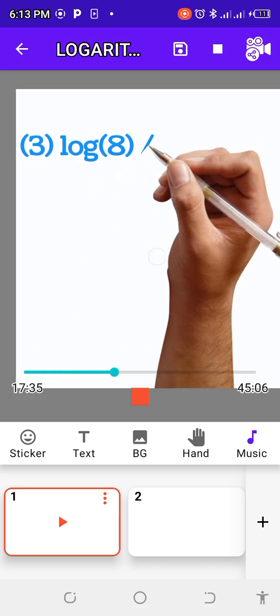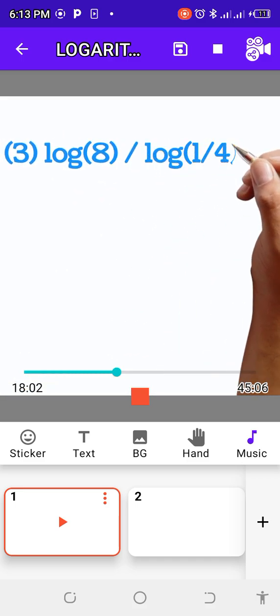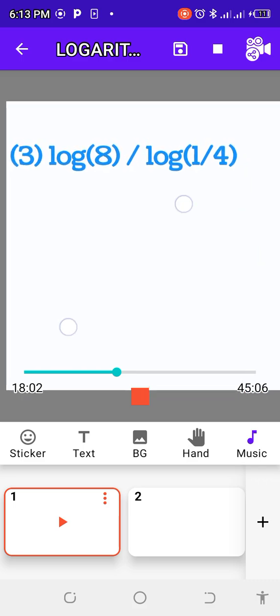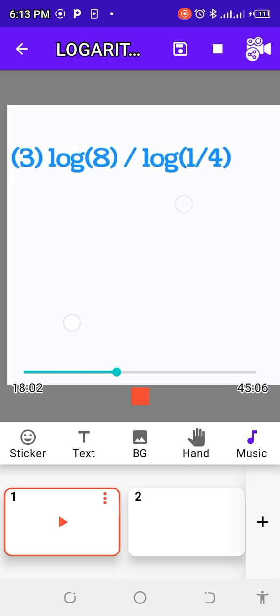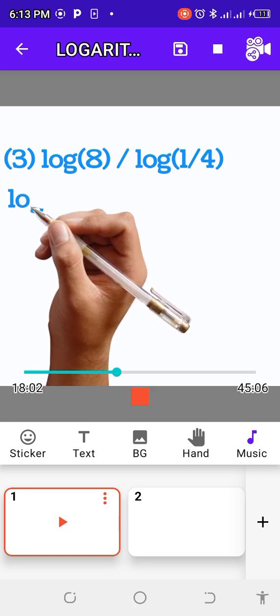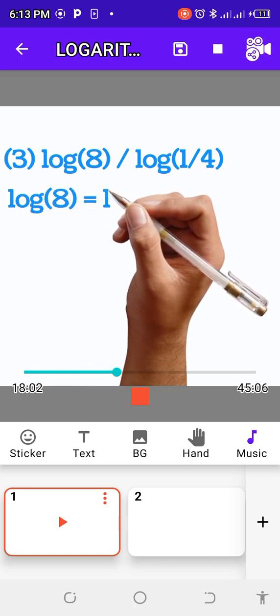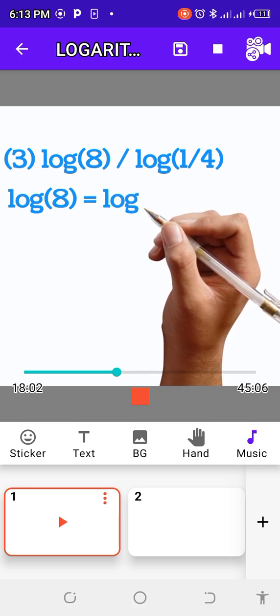Now we are going to the next law of logarithm. This one is called the quotient law. This law tells us how to divide. No, that's a mix-up. This is another example. It says simplify. Sorry for that mix-up. Simplify log 8 over log 1 over 4. It's the same thing as log 8.